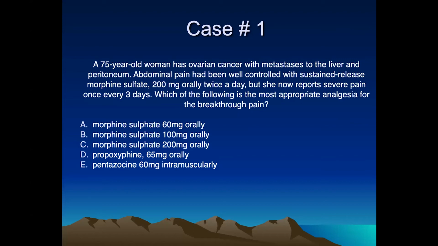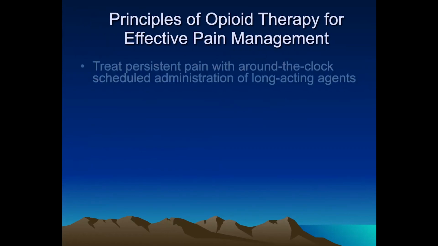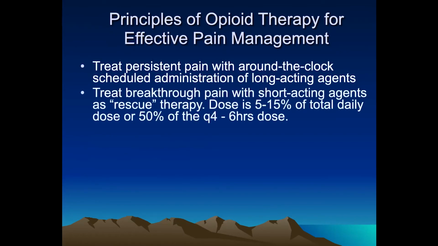So 60 milligram is pain management, with a risk of overdose. There is a formula. Let's go over it. The breakthrough dose is 15% of the total daily dose, some say 50% of the Q4 or Q6. The universal rule is 15% of the total daily dose.